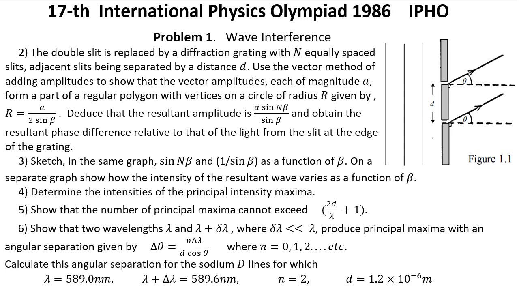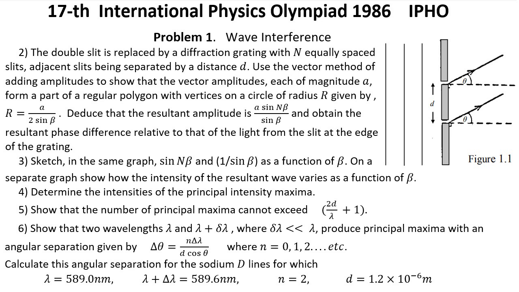Question 2. The double slit is replaced by a diffraction grating with n equally spaced slits, adjacent slits being separated by a distance d. Use the vector method of adding amplitudes to show that the vector amplitudes, each of magnitude a, form a part of a regular polygon with vertices on a circle of radius R given by R equals a over 2 sine beta. Deduce that the resultant amplitude is a sine n beta over sine beta, and obtain the resultant phase difference relative to that of the light from the slit at the edge of the grating.